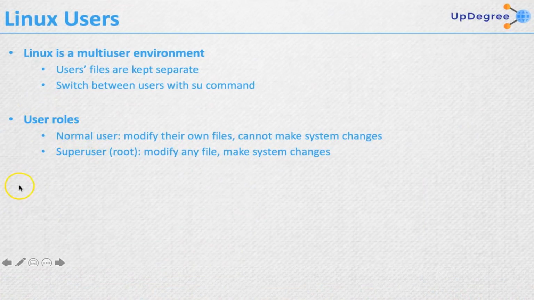Now let's talk about the privileges. The user roles: a normal user can modify their own files but cannot make system changes, which we have already seen with Linux user 1, who doesn't have the privileges to use sudo. So he cannot make any changes to any other file because he doesn't have the privileges to use a sudo command. A superuser, that's root, can modify any file and make system changes, which could be dangerous as well, because if somebody does not understand what exactly sudo can do, sudo can completely ruin the system. So sudo has all privileges on the system. Make sure that you use it wisely.